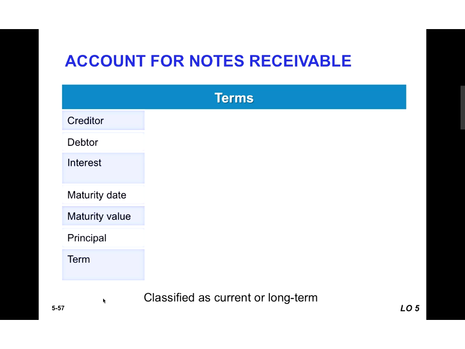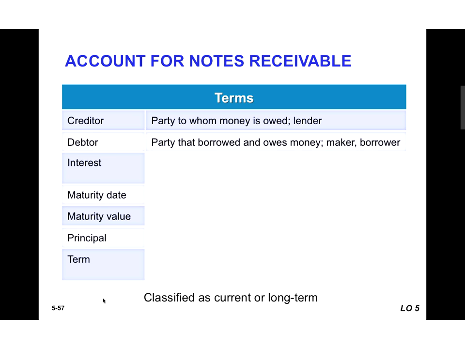Okay, so I would advise you to go through this. You're not going to be able to write this fast. But notes receivable, we have terms. We have the creditor, the party to whom money is owed. This is the lender. All these terms are in your book. This slide is in the PowerPoint slides for the chapter.